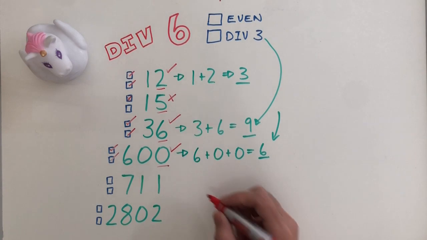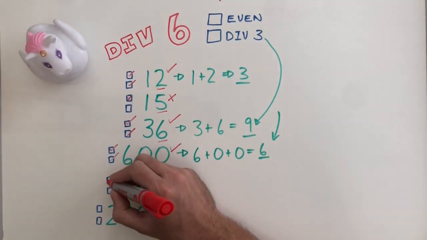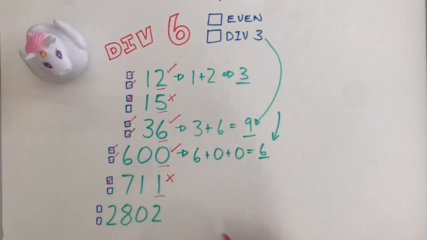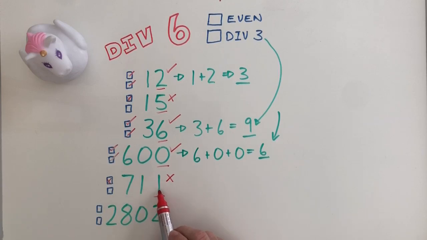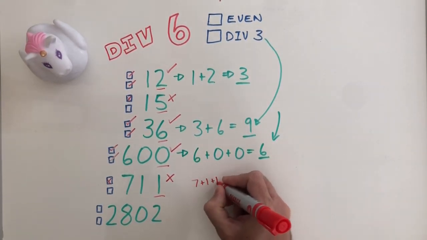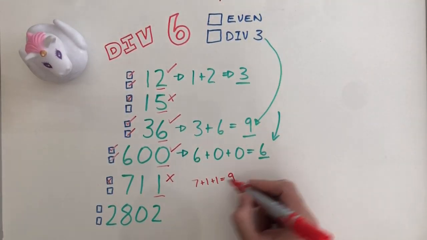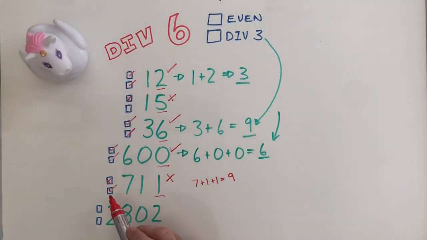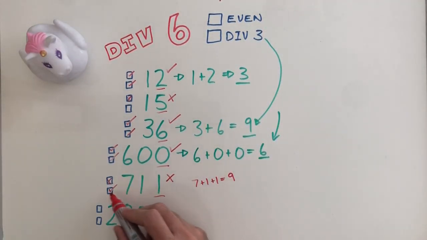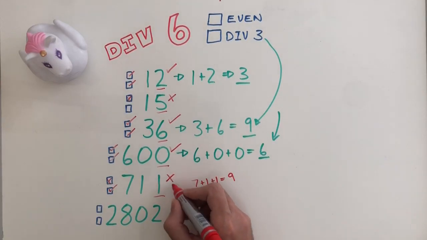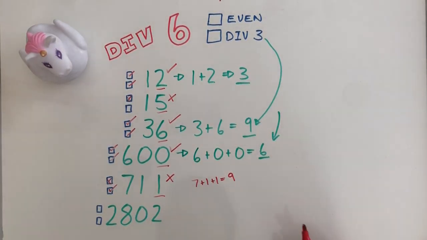For the next one, we have 711. I can immediately see that this is an odd number, so it fails the first test. So this will not be divisible by 6. I didn't even have to run the test and say 7 plus 1 plus 1. But we can do it, so I'm going to do it in red. 7 plus 1 plus 1 is 9, and 3 will go into 9. So it will pass the second test, but I don't have to do all that effort because I know that 711 is odd, so 6 will not go into it. Even if it passes the second test, it doesn't matter. It still remains an odd number, so 6 will not be able to go into it.